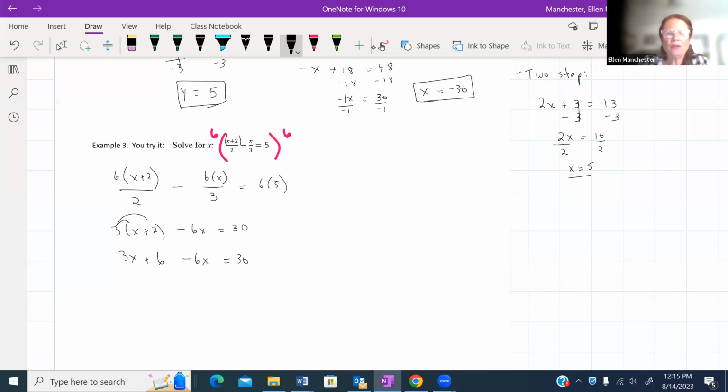So now I'm going to add my like terms. So 3x minus 6x gives me a negative 3x. Plus 6 equals 30. So now I'm at my two-step equation. So anytime you're doing these, you do get to a point where you have a two-step equation. 30 minus 6 is 24. And now I'm going to divide both sides by negative 3. So x equals negative 8. Okay, and there you have it.